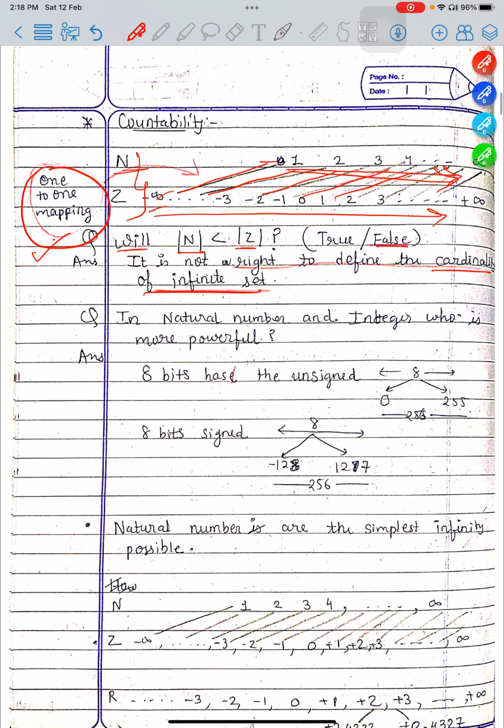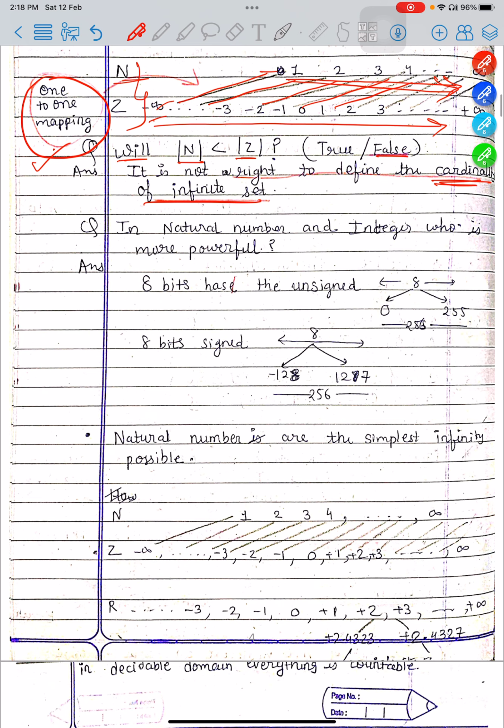But for an infinite set we cannot define the cardinality, so therefore it is called an infinite set. Natural numbers and integers: who is more powerful?